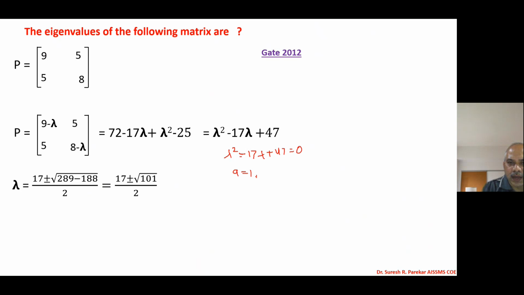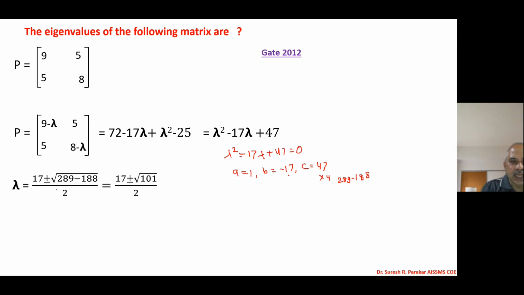So A we have 1, B minus 17, and C we have 47. And therefore we have 17 plus, now this will be multiplied by 4. So 4 sevens are 28, and we have 17 square, 289. So minus 188. So it comes to 101 upon 2.